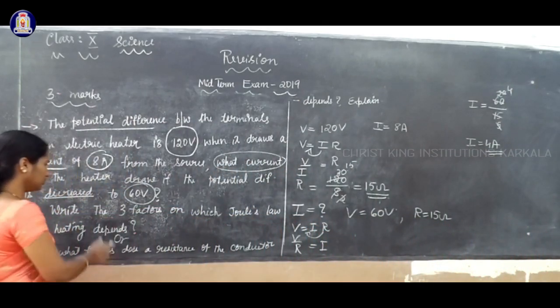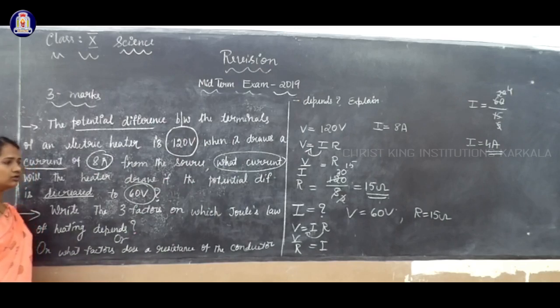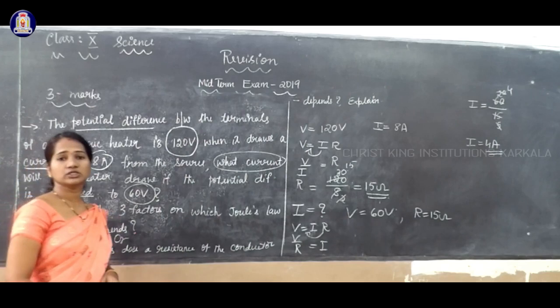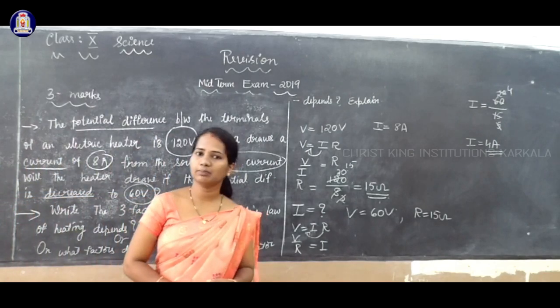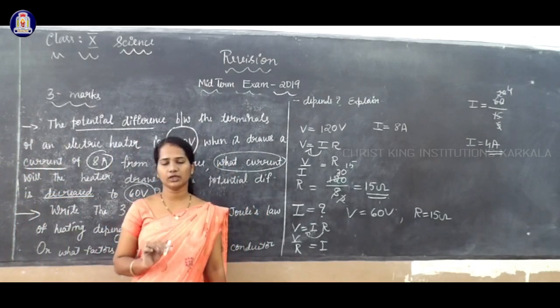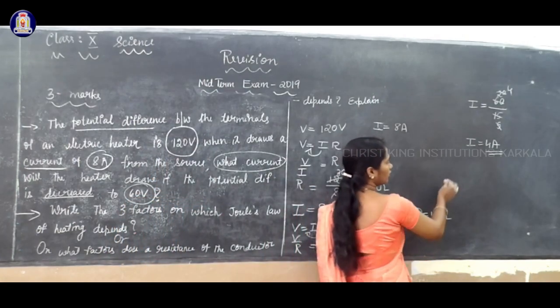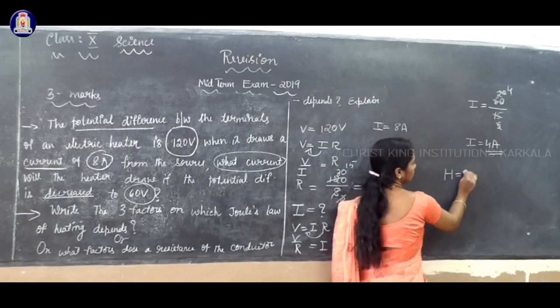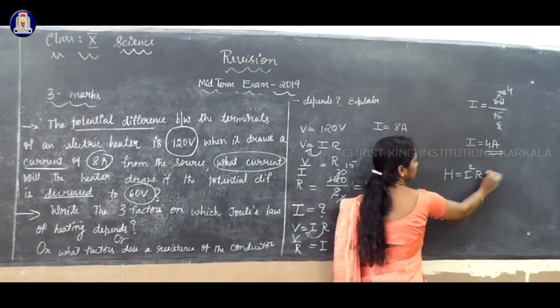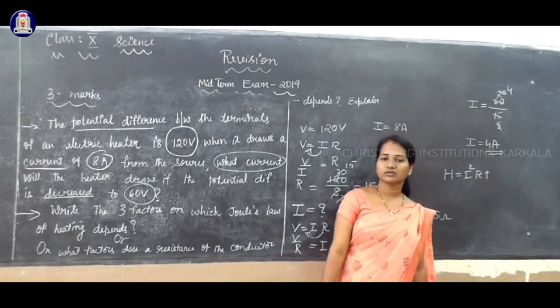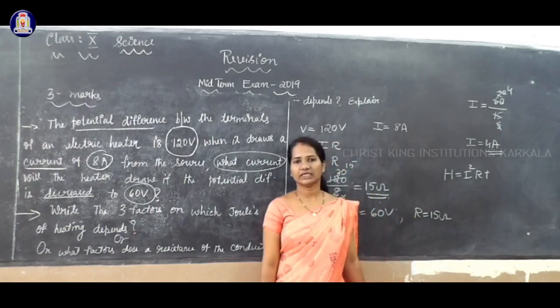Write the 3 factors on which Joule's law of heating depends. So you have to remember this formula. If you remember the formula, easily you can write. What is Joule's law of heating? H is equal to I square R T. So, the 3 factors on which Joule's law of heating depends.